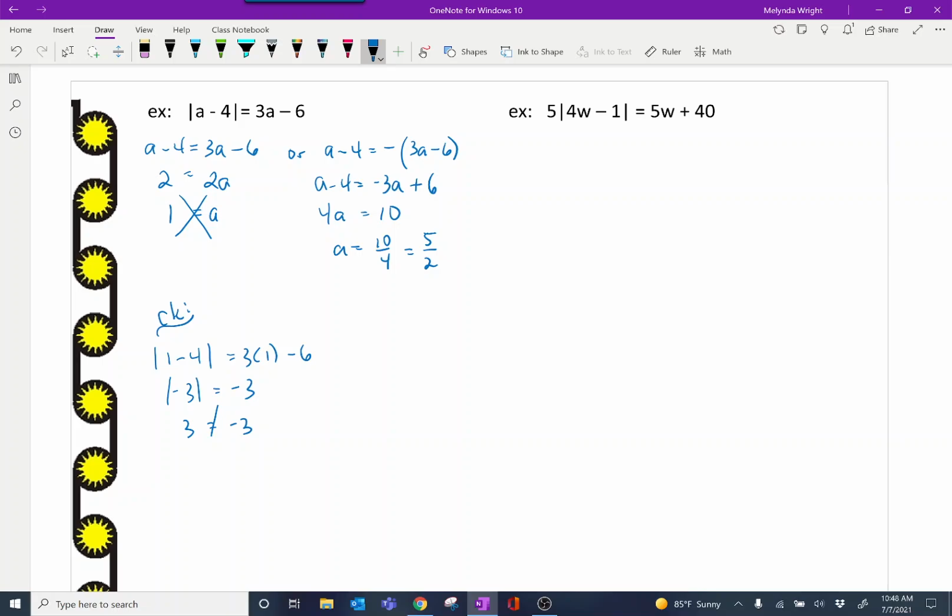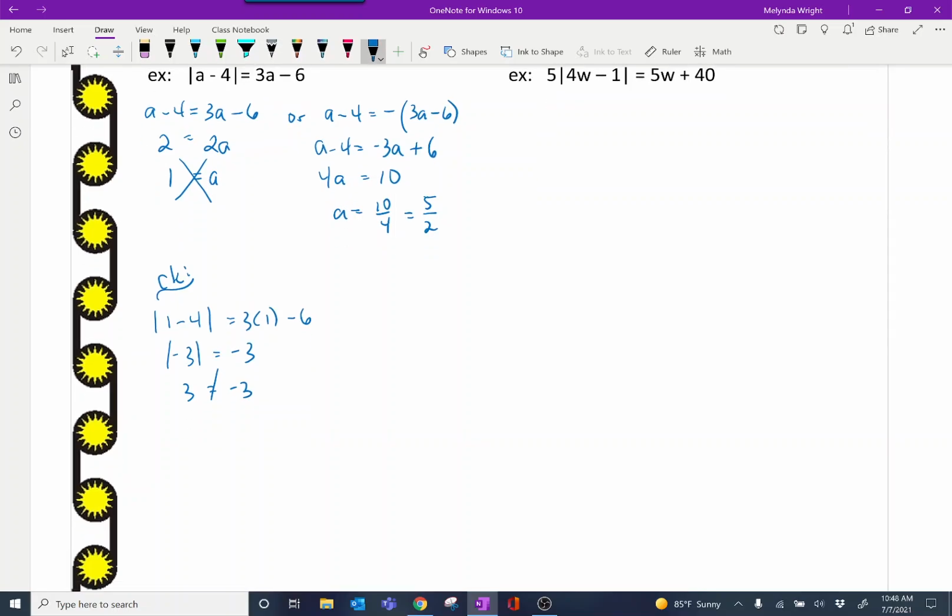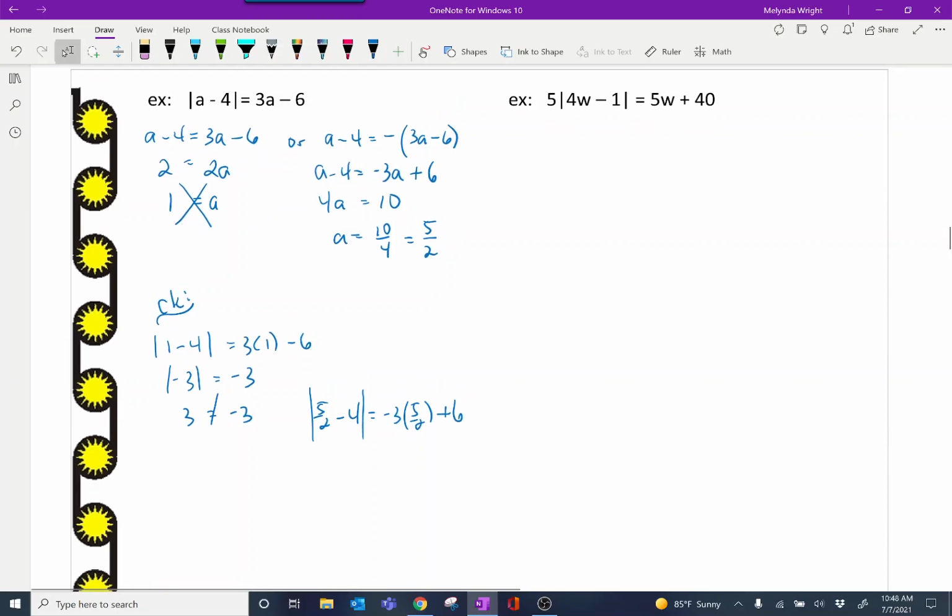So we're going to plug in 5/2 in place of a up here. So we've got 5/2 minus 4 equals, let's see, negative 3 times 5/2 plus 6. And so, of course, we have the absolute values around here. We're going back to our original. That's where we plug back in, not into each of the little sides, but to the actual original with the absolute value. So let's see, 5/2 minus 8/2 gives me negative 3/2.